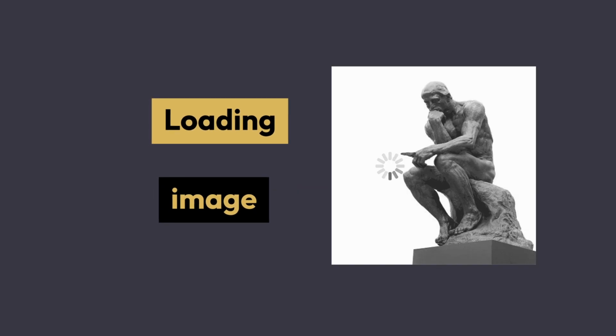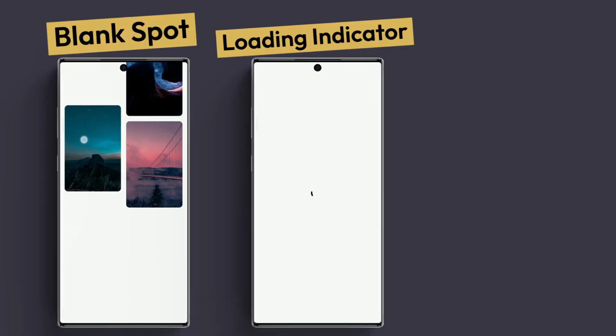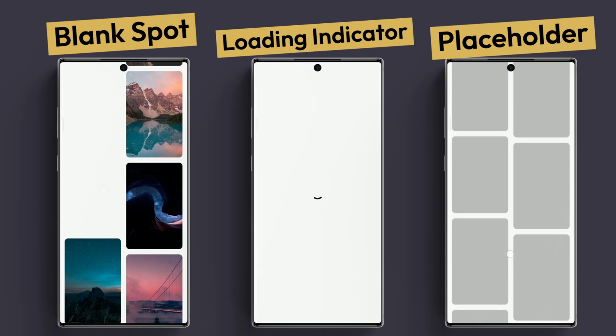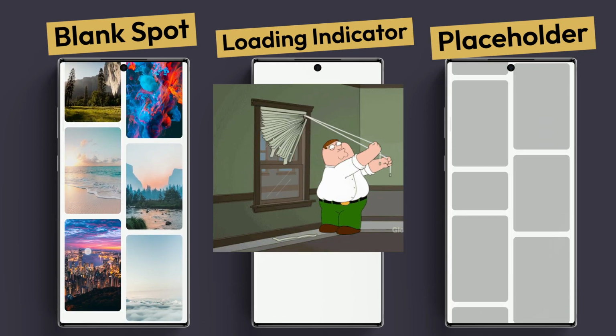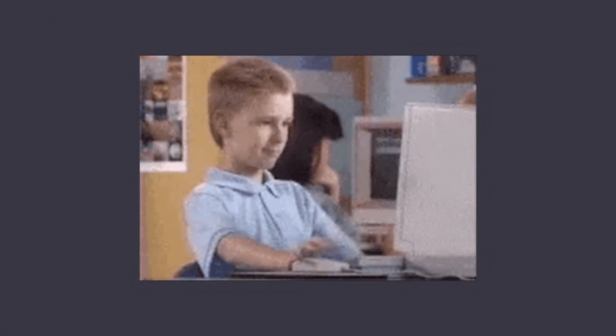Often while loading an image, we sometimes leave a blank slot or show a loading indicator or a default placeholder which has nothing in common with the original image. And all this spoils the overall user experience. But what if we can show a placeholder that is much more like the real image?